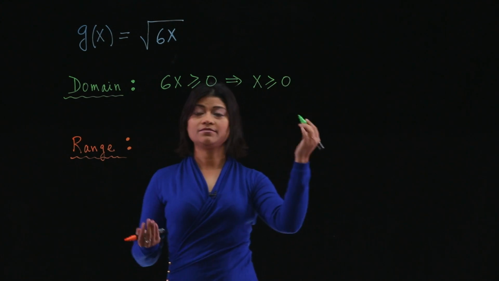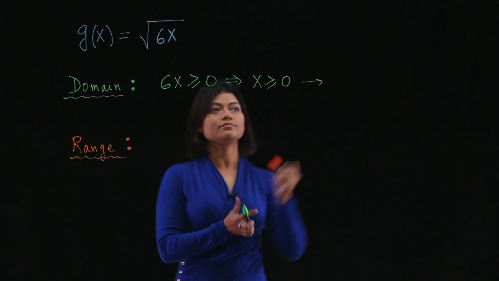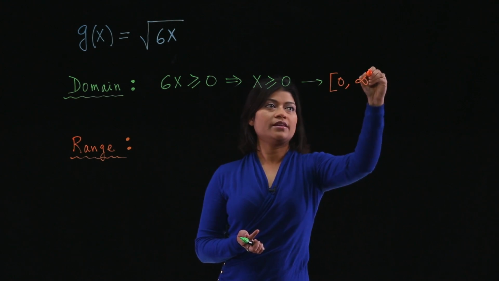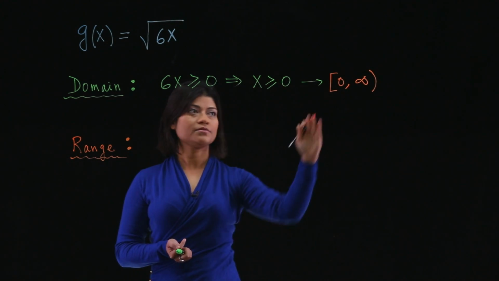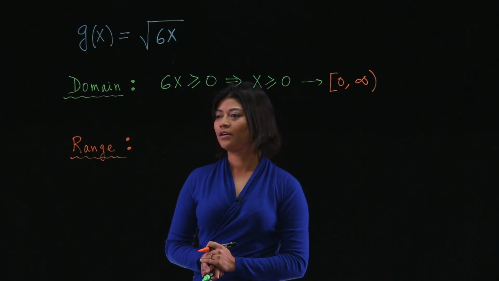Okay. So in interval notation, the domain is, you start at 0 and everything positive. So 0 to infinity, including 0. So that's the domain. All right.